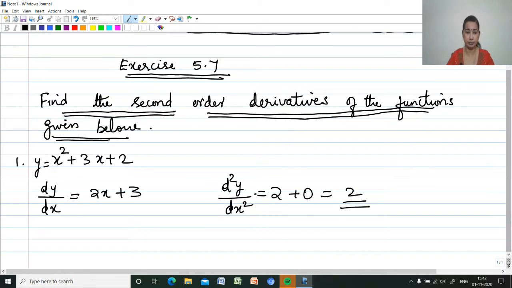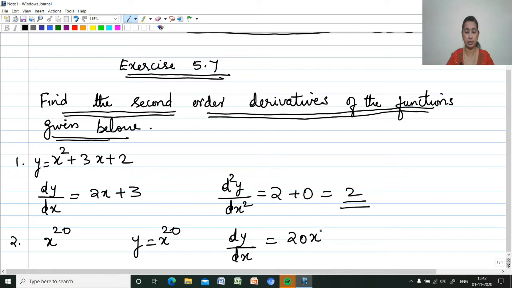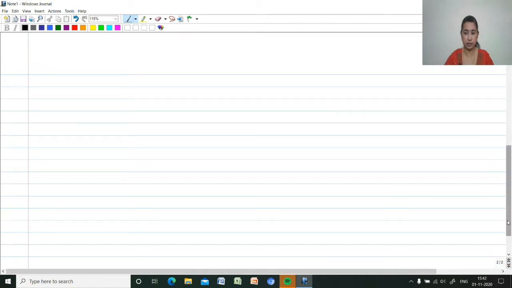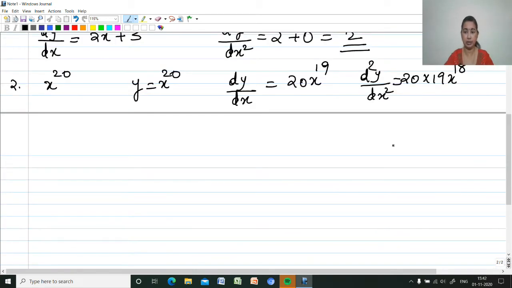Now second one, x raised to 20. So let y is equal to x raised to 20. Differentiating with respect to x, that is dy by dx equal to 20 x raised to 19. Therefore d square y by dx square, differentiating it again, we are getting 20 into 19 x raised to 18. And how much is 20 into 19? That is 380 x raised to 18.